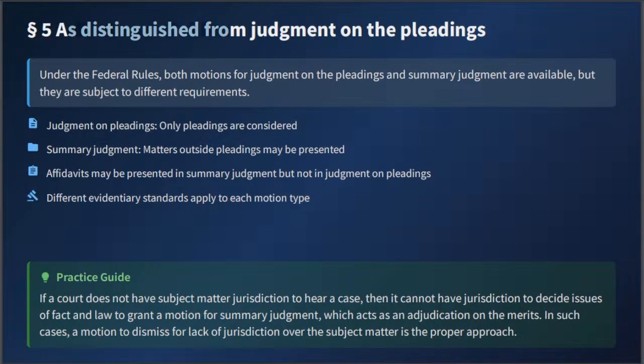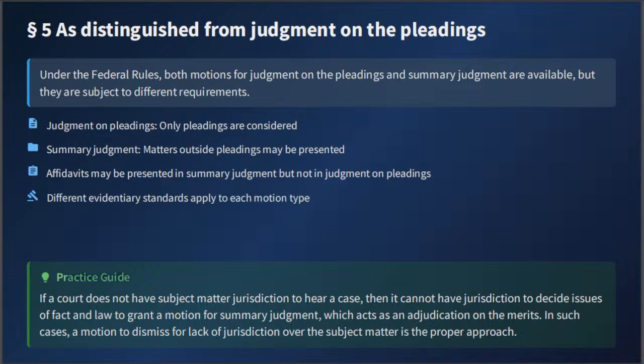Section 5 is distinguished from judgment on the pleadings. Under the federal rules, both motions for judgment on the pleadings and summary judgment are available, but they are subject to different requirements. With judgment on the pleadings, only the pleadings are considered. With summary judgment, matters outside the pleadings may be presented, some of that evidence. Affidavits may be presented in summary judgment, but not in judgment on the pleadings. And different evidentiary standards apply to each motion type.